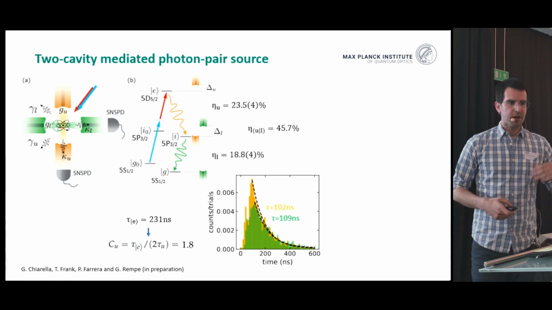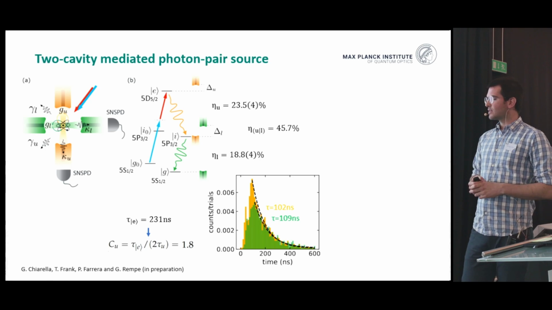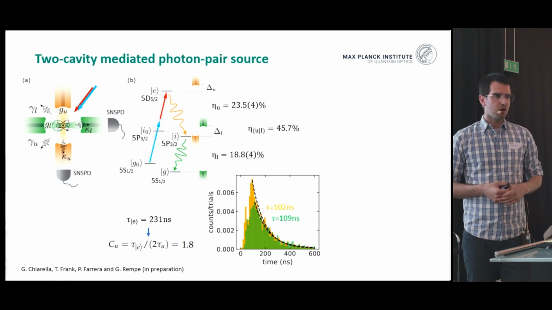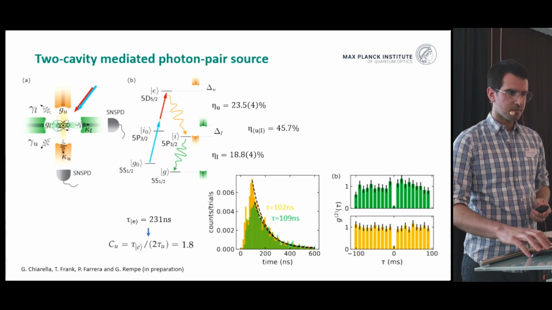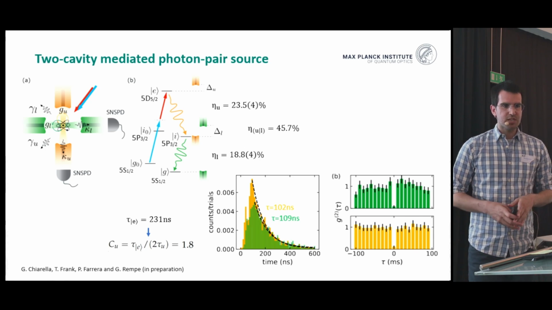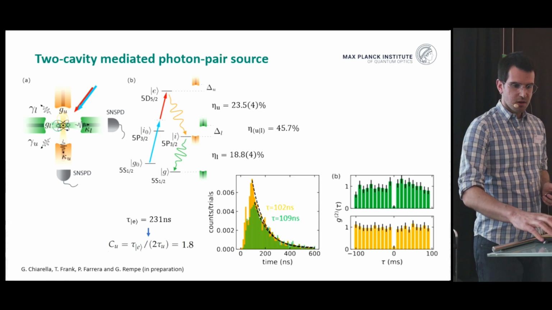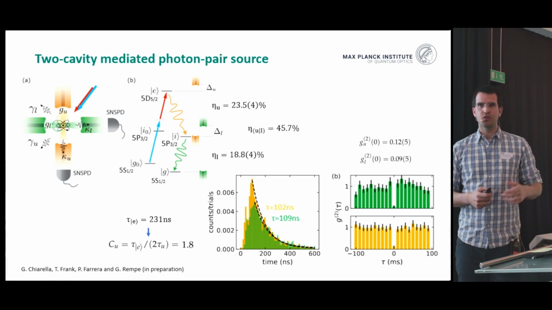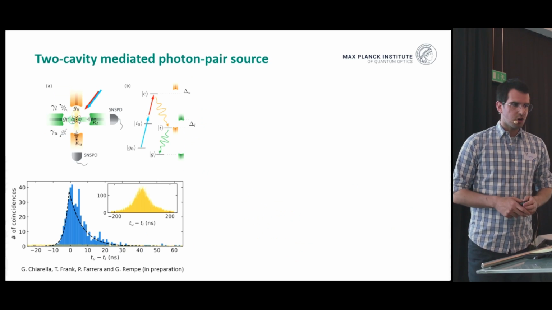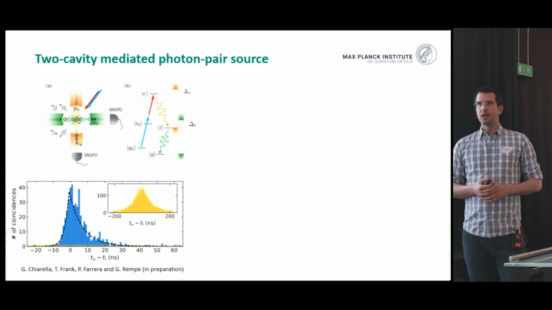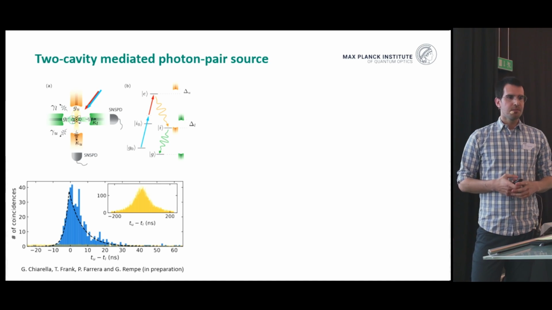The duration of the photons is given by the Purcell enhanced emission by our rubidium atom into the cavities, which, compared to the free space decay of 230 nanoseconds, gives a Purcell factor of 1.8. We also measure the g2, the autocorrelation function of these photonic fields, and we measure values of around 0.1, showing single photon statistics of the fields. We also measure the cross correlation between the two photons, and we see a correlation peak of around 10 nanoseconds, telling us that the photons are temporally correlated.